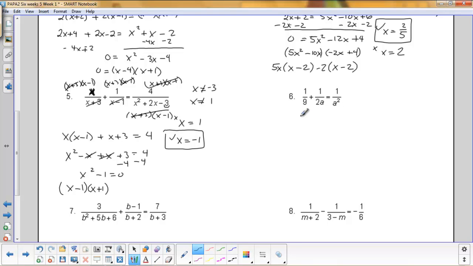18a squared. So I'll go ahead and multiply that through the entire problem. This reduces to 2. This reduces to 9a. And this a squared cancels out, leaving 18. Moving the 18 to the other side, we'll go ahead and factor this out.